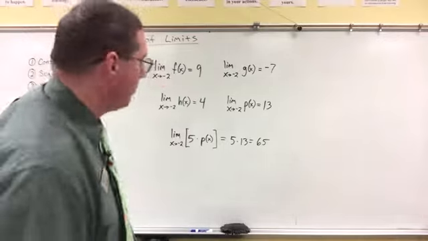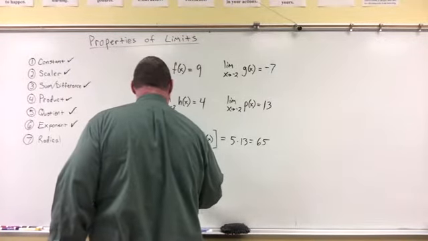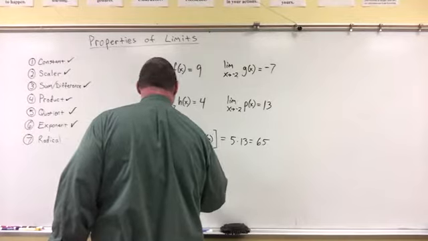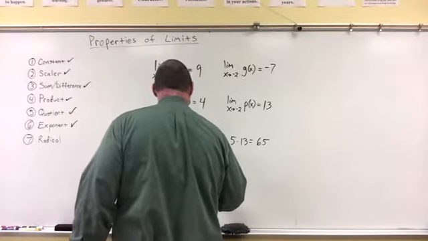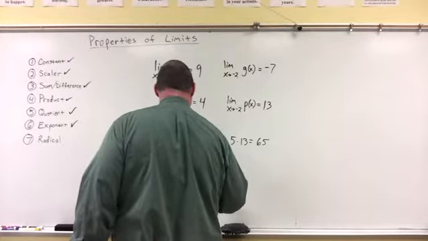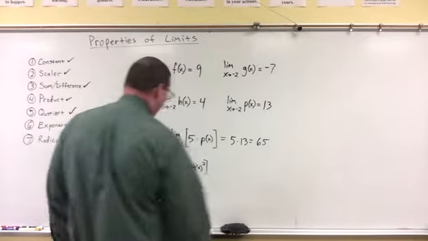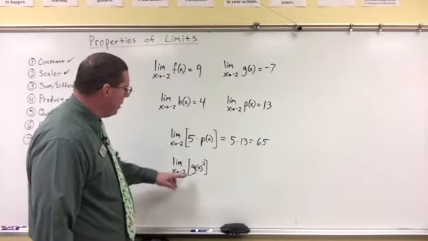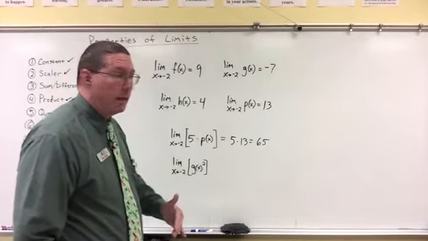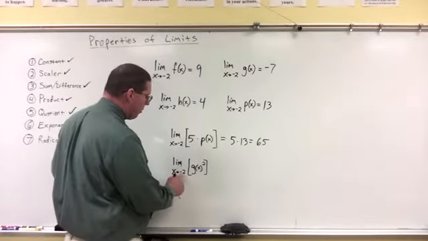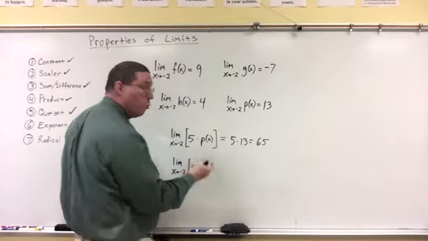Yeah, let's try that one. What is the limit as x approaches negative 2 of g of x squared? Well, the limit of the square of the function is the same as the square of the limit. So all we have to do is find the limit as x approaches negative 2 of g of x, which is negative 7, and then square negative 7.